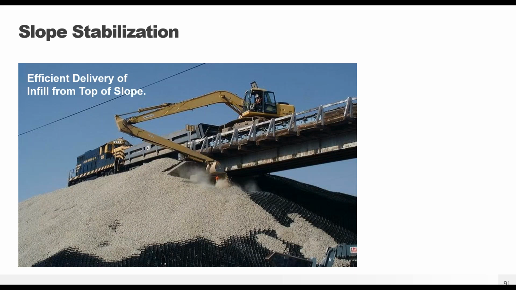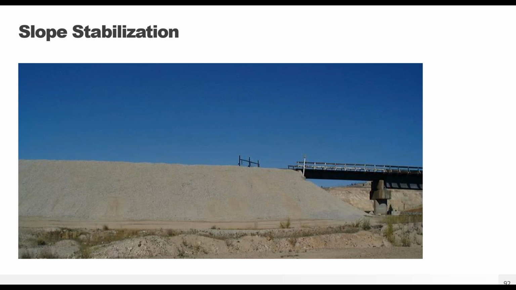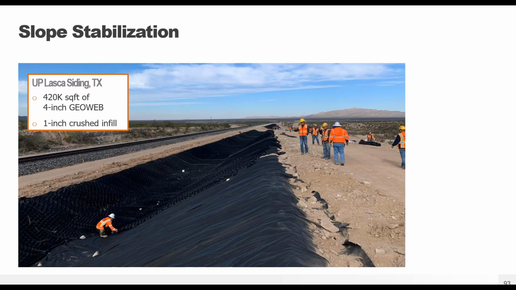Once again, fill and delivery from the top of the slope. You can see how they did underneath the bridge and going around to the other side. Like I said, about 80,000 square feet plus of GEOB. And here you can see just a picture years later, taken, how the GEOB confines the rock and prevents any sloughing due to wind or rain erosion. So very effective.